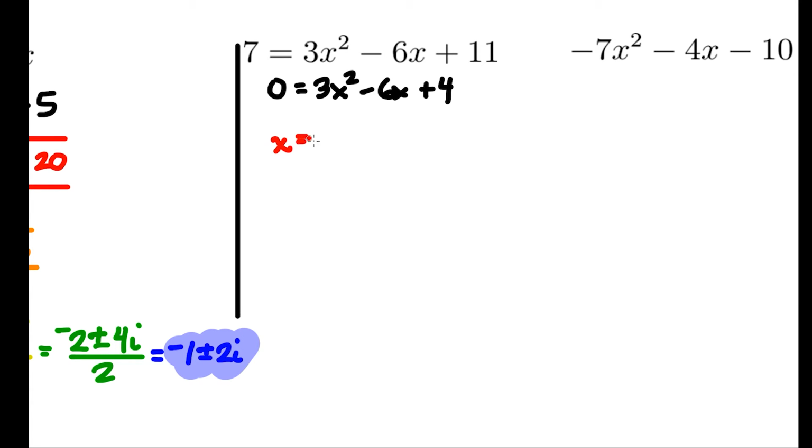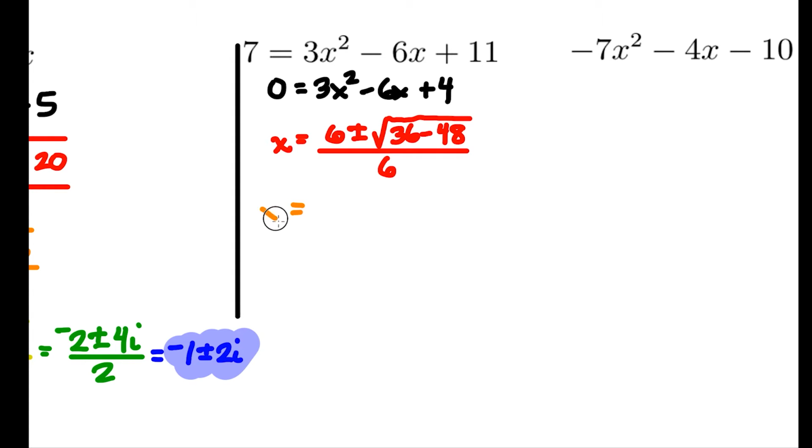So it's going to be x is equal to negative b, so it's going to be 6, plus or minus the square root of b squared, which is 36, minus 4ac. So we have 12 times 4, which is 48. So we have something like this. And then we're dividing it by 2a, which is just going to be 2 times 3 to get 6.